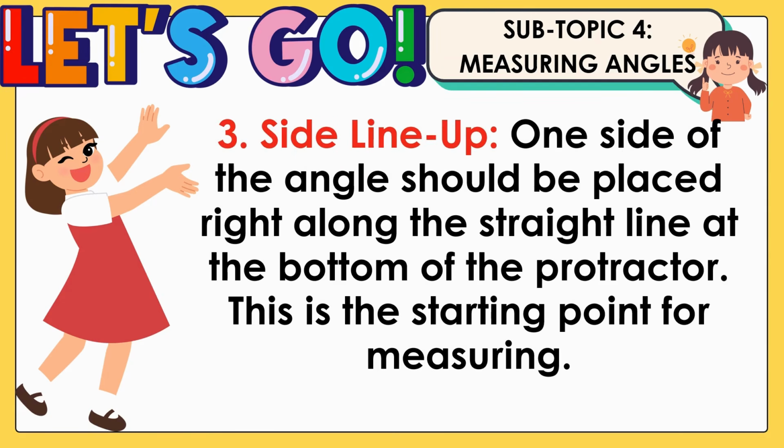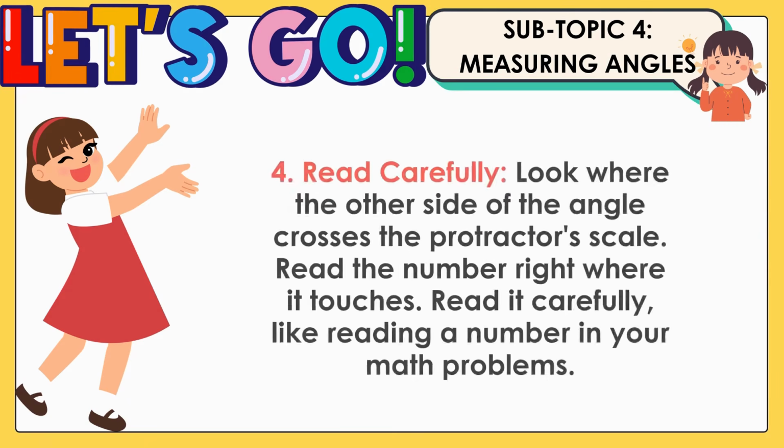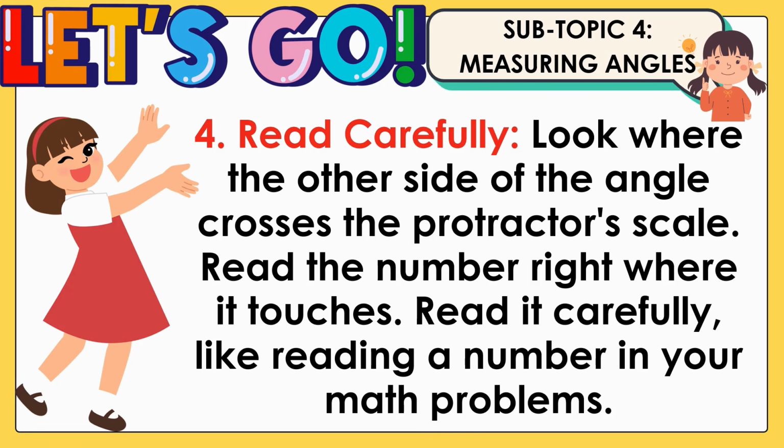Number 3, side line up. One side of the angle should be placed right along the straight line at the bottom of the protractor. This is the starting point for measuring. Number 4, read carefully. Look where the other side of the angle crosses the protractor scale. Read the number right where it touches. Read it carefully, like reading a number in your math problems.